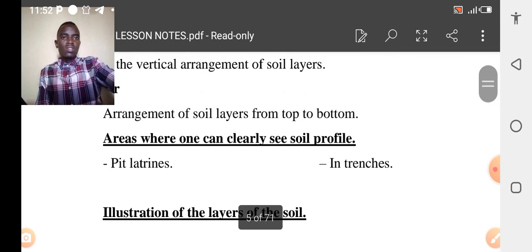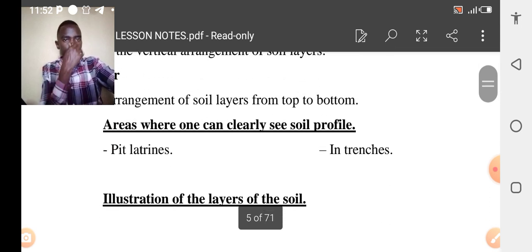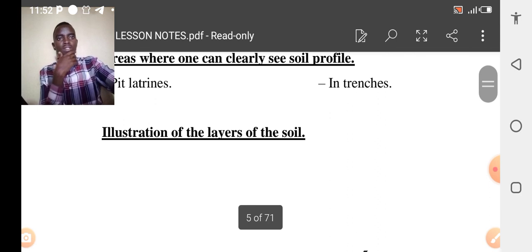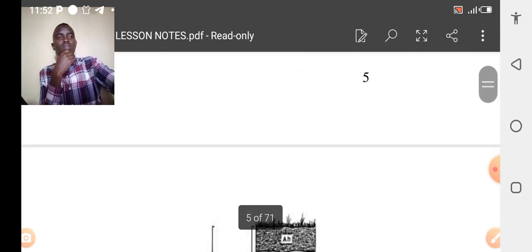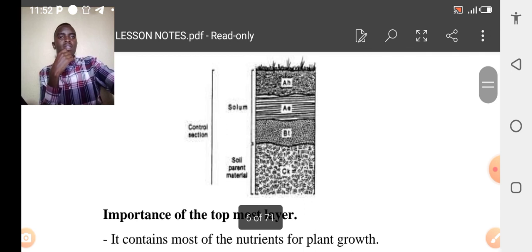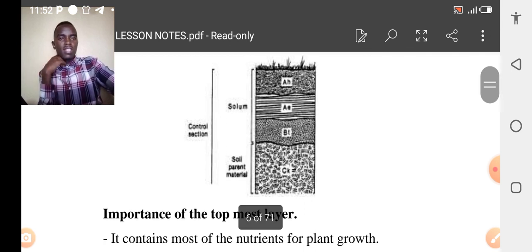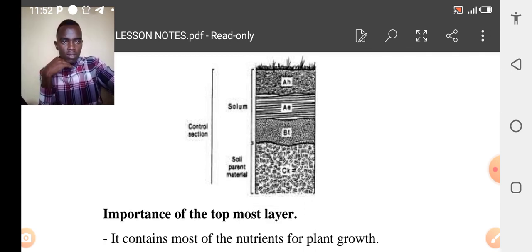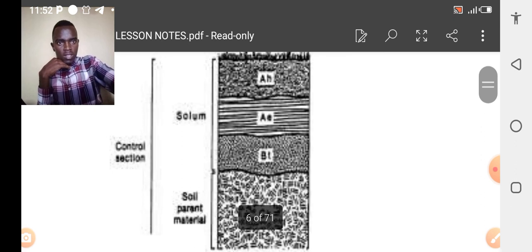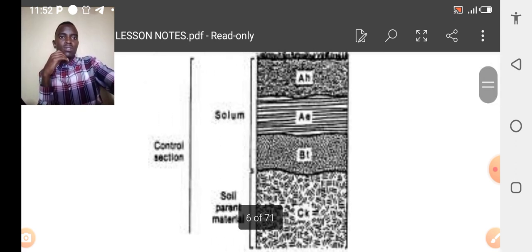So let us continue here about the restoration of the soil. We will see how soil is arranged here. We have the control section here. We will see glasses, and soil parental materials. As you see, this is how soil is arranged.